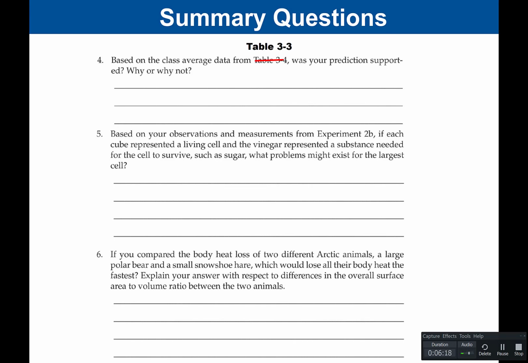If, for example, you said lower, this is not necessarily the answer, I'm just saying. If you said it was the lower surface area to volume ratio, you also want to indicate whether the lower surface area to volume ratio was for the large animal, the polar bear, or the small snowshoe hare. So think of it that way. Which one will lose heat the fastest, meaning their heat will diffuse out of their body faster? Would it be the higher surface area to volume ratio or the lower surface area to volume ratio? That's what you want to do for question number 6.